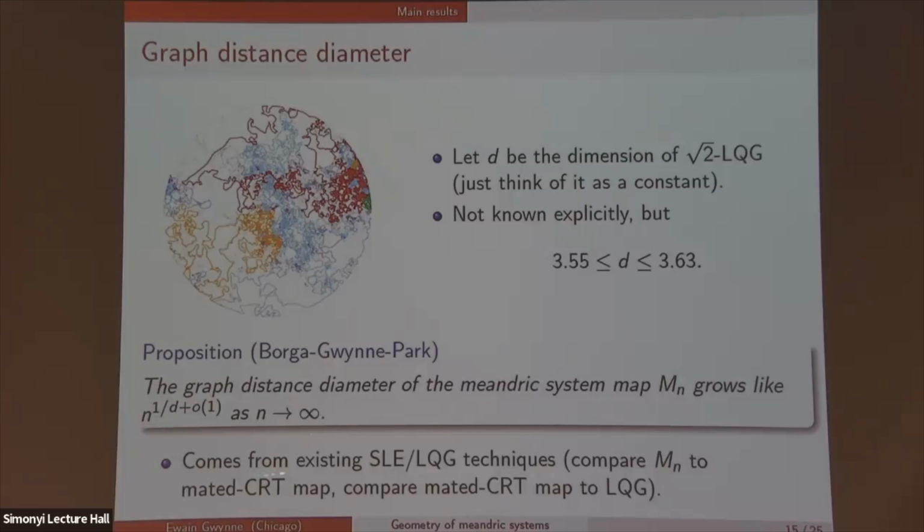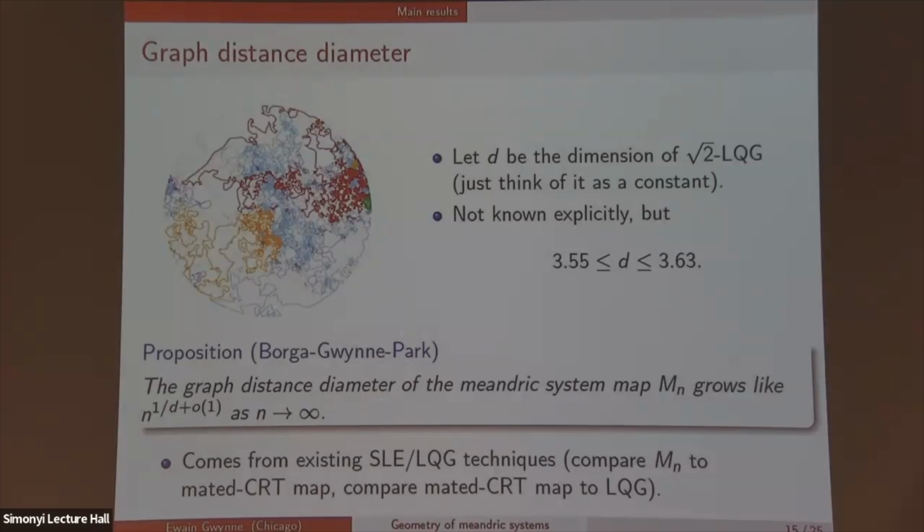In particular, it comes by way of a comparison to the so-called mated CRT map, which can in turn be estimated using LQG techniques by means of the mating of trees theorem. So these are quite difficult results in LQG theory, but there are established techniques for how you estimate diameters of random planar maps using SLE and LQG.